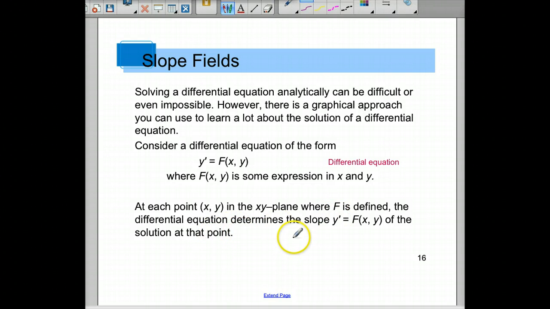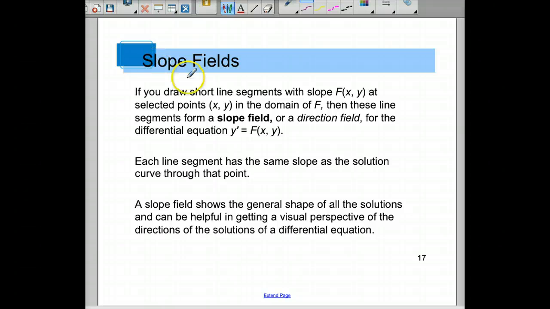So all they're saying is that if you have some differential equation, like y prime equals 3x over y, you're going to use this equation to find the slope at the point x, y by plugging x, y in, finding that slope, and then that is the slope of your little tiny line segment. So we're going to draw short line segments with that slope that we found at different points in the domain of f. So that means we're not going to put it at a point where the slope would be undefined. Then these line segments form a slope field, or a direction field.